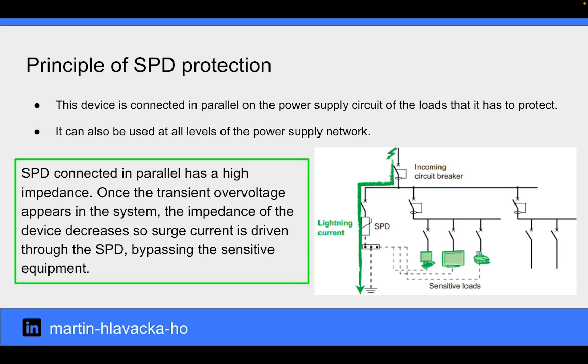As you can see in the image, the SPD is connected in parallel to the power supply circuit of the loads it has to protect. The SPD connected in parallel has a high impedance. Once the transient overvoltage appears in the system, the impedance of the device decreases, so the overvoltage passes through the SPD, bypassing the sensitive equipment.